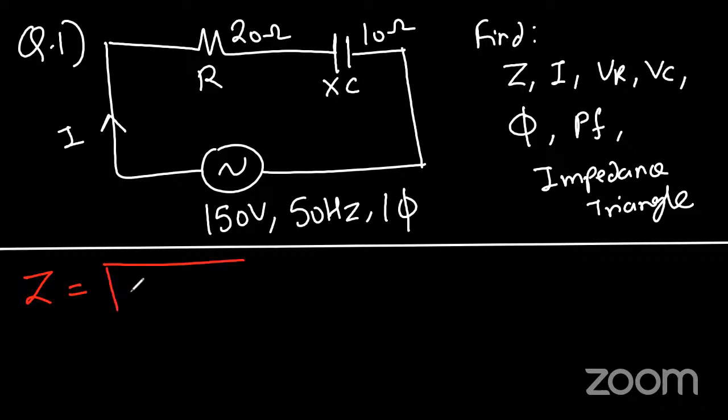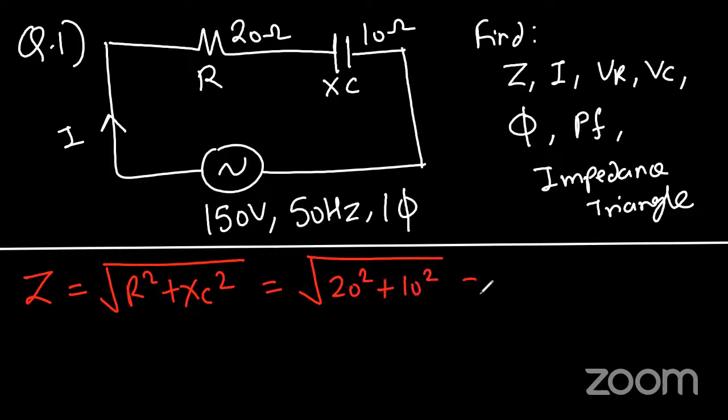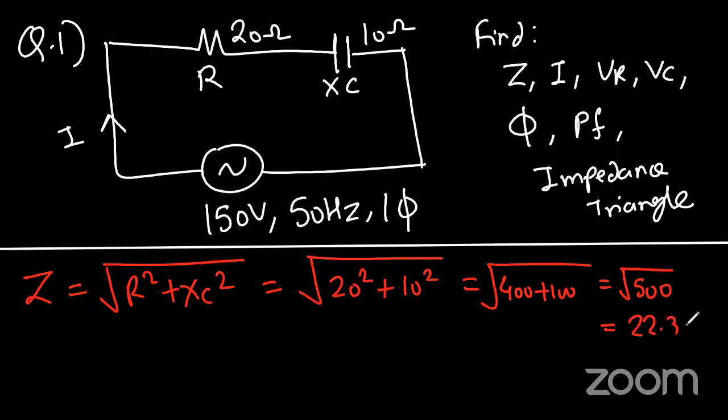Z is the square root of R square plus X_C square. So R is 20, so 20 square plus 10 square. Use the calculator and solve it properly. 20 square is 400, plus 10 square is 100, so 400 plus 100 is 500. That is the square root of 500. What is the square root of 500? Find it on your calculator. Yeah, 22.36. Vedant is correct. 22.36, correct.